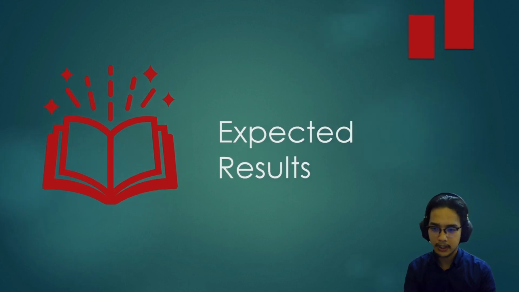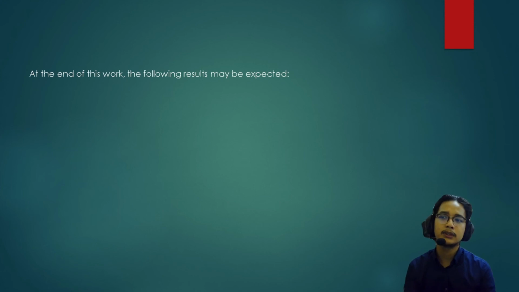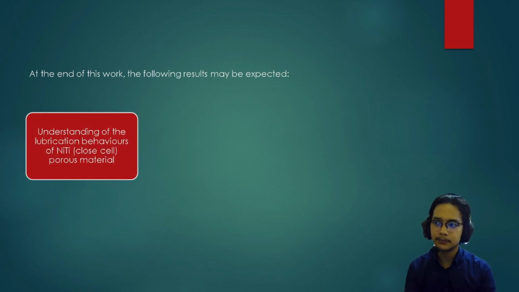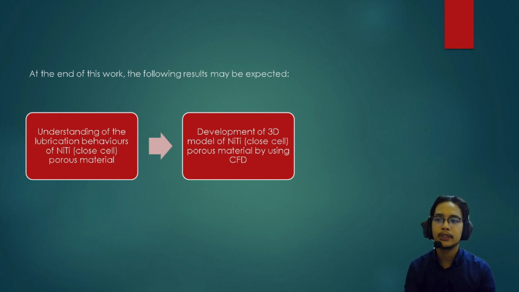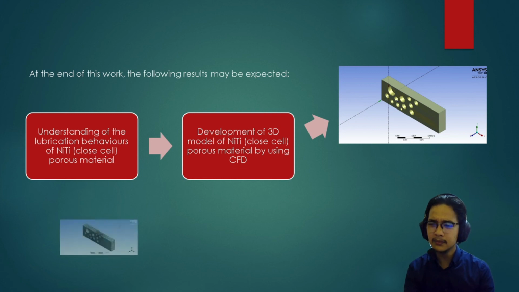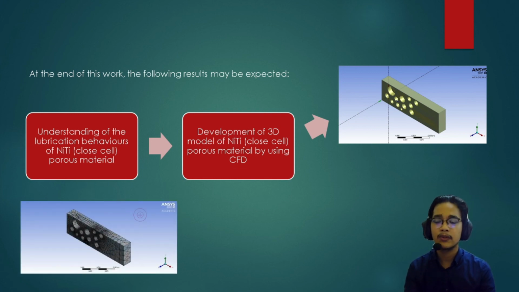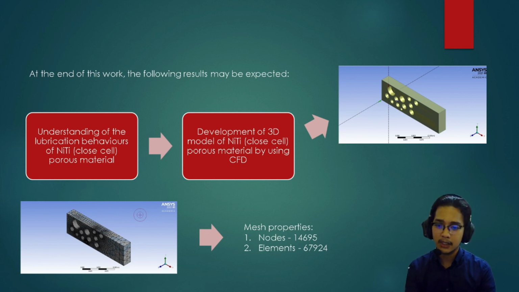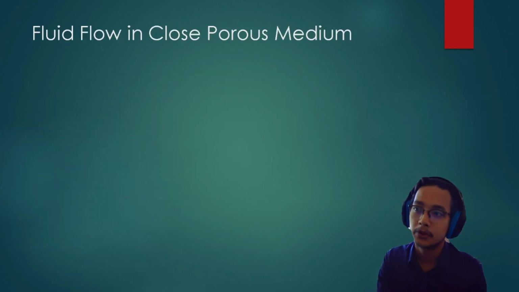Expected result from this project. At the end of this work, the following results may be expected. First, understanding of the lubrication behavior of nickel titanium closed cell porous material. Next, development of a 3D model of nickel titanium closed cell porous material using CFD. This is the 3D model of porous material, and this is the 3D model of porous material with meshing. The mesh properties are as follows. For the nodes, the value is 14,695. For the elements, the value is 67,924.